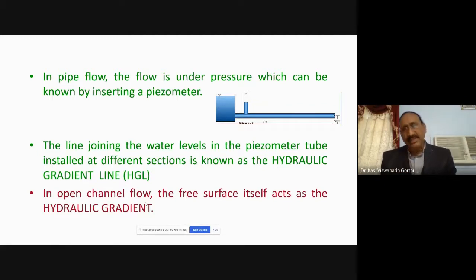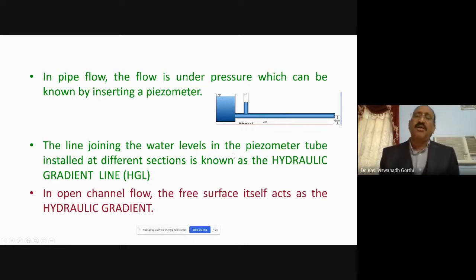I repeat again. In the case of pipe flow, since the liquid flows under pressure, if we insert the piezometer, corresponding to the pressure in the pipe at that particular section there will be a rise of liquid in the glass tube. The other end of the tube, of course, is open to atmosphere.